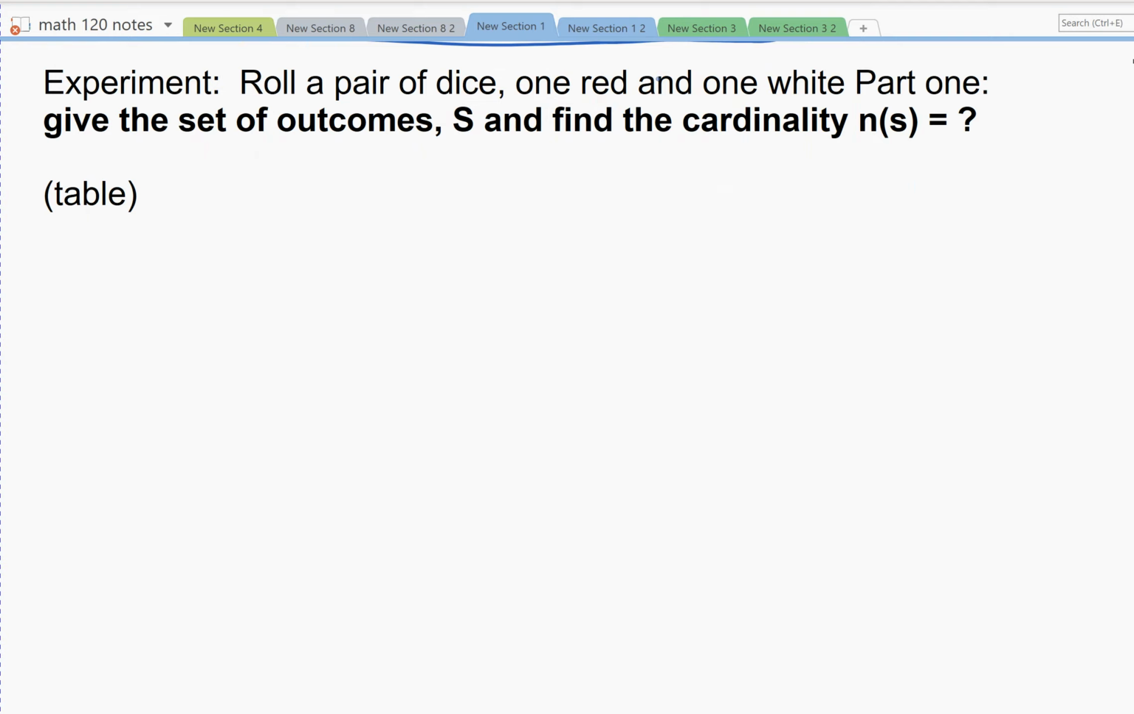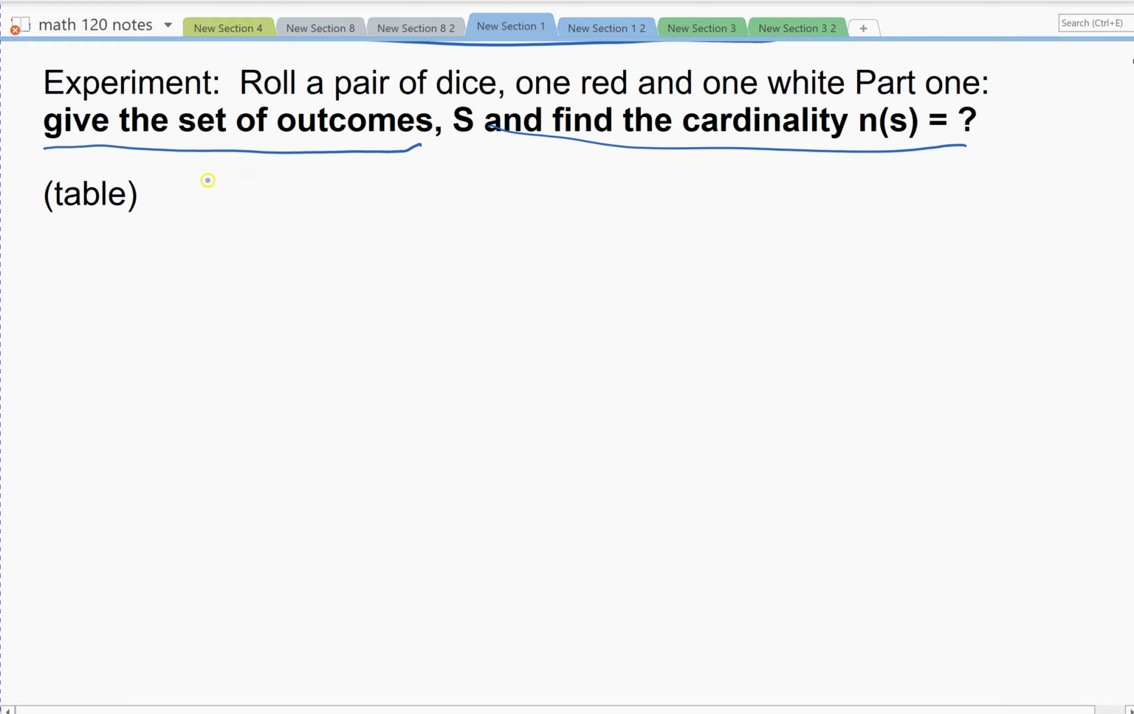I'm going to roll them together, and I want to know, how many outcomes are there total? What are they? And how many? I'm going to use a table to help me list them. Before I list them, and it is going to be important to be able to list the set, it's the best way to find subsets, which we are going to practice in this example.